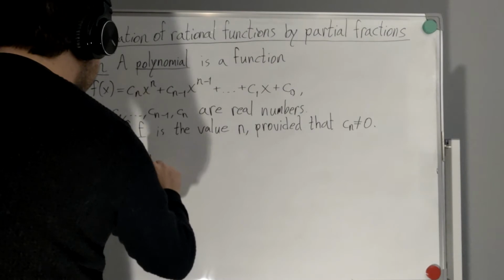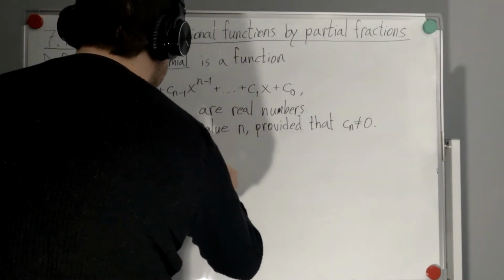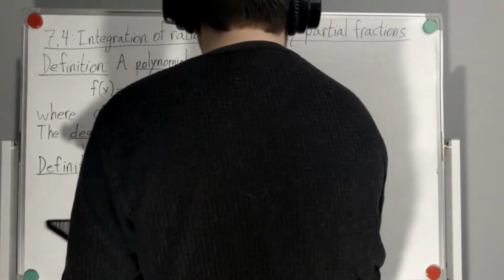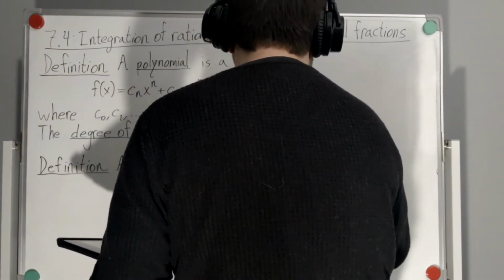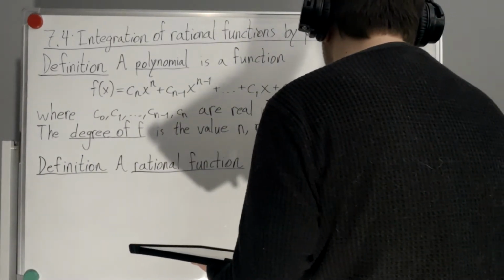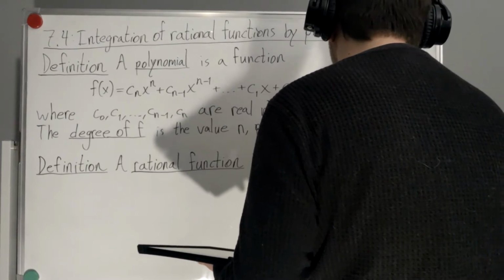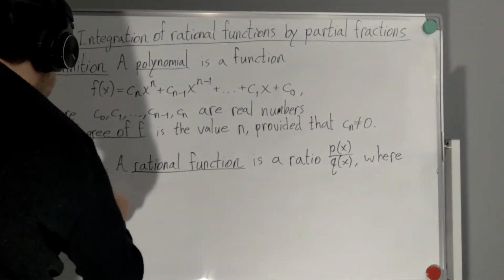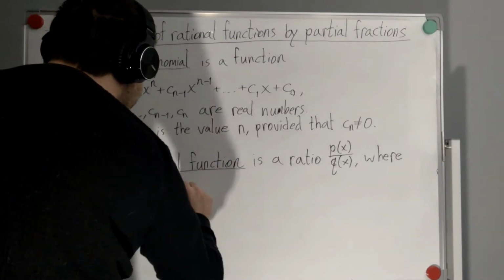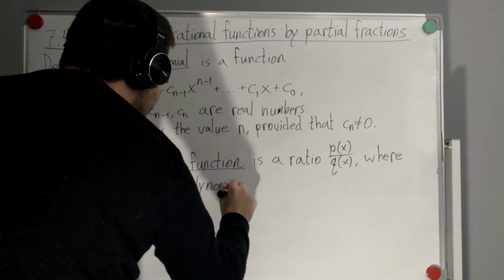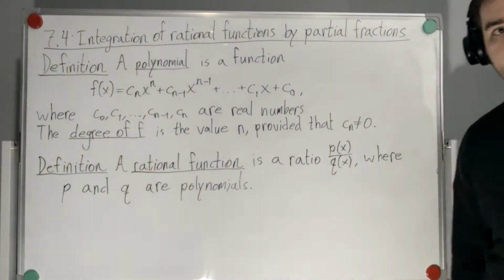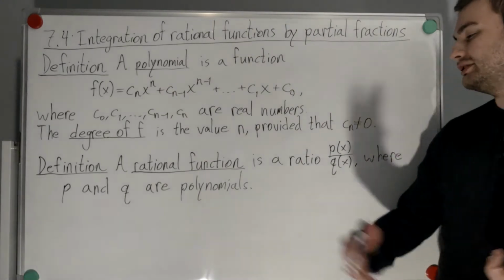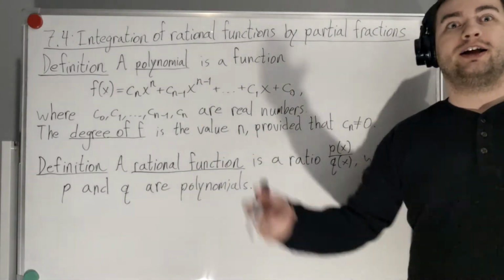Okay? Now then, a rational function, well, I'm sure you've heard this term before too, but just as a reminder, a rational function is a ratio p of x over q of x, where p and q are polynomials. Okay? And of course, q cannot be the 0 polynomial. So you take any polynomials you like as long as the bottom is not 0, divide them, and then that's a rational function.